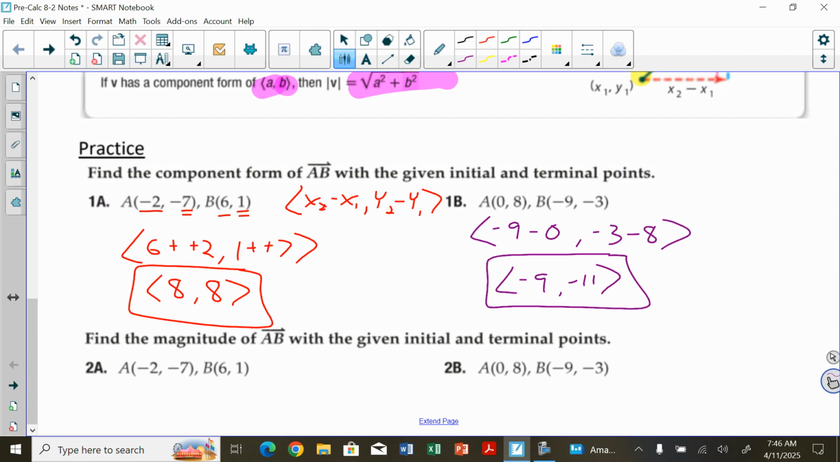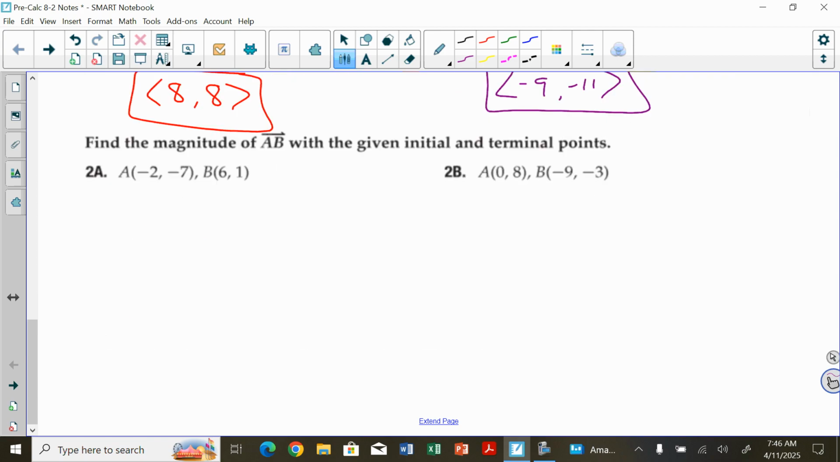All right, so the next one says the magnitude. So magnitude is like the distance formula. So you're just going to take these points and plug them into the distance formula. So remember, for these, we're looking at the big square root, and then it's x2 minus x1 squared plus y2 minus y1 squared. Okay, so for those problems there.